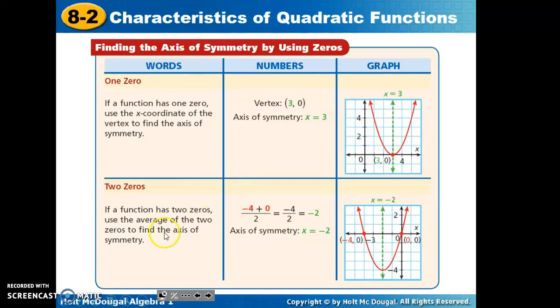We have one zero. In the case where we have two zeros, this is very important. Please make sure you're writing this down so that you do understand it. We use the average of the two zeros to find our axis of symmetry.